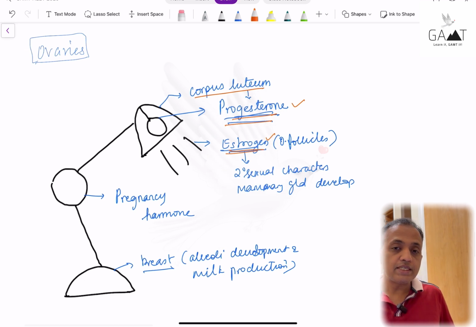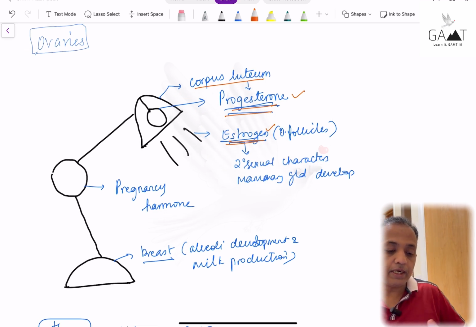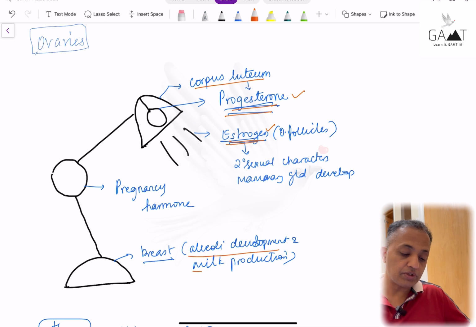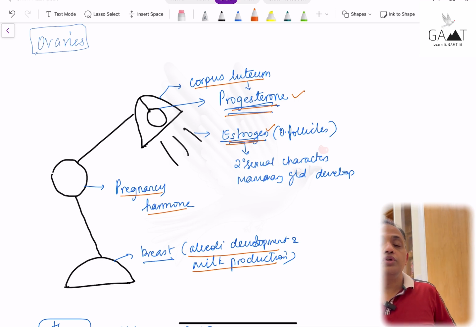The estrogens, similar to androgens and testosterone, help in secondary sexual characteristic development in females and also mammary gland development. Progesterone is also called the pregnancy hormone. This is P. It also helps in breast alveolar development and milk production. As you see, both the estrogen and the progesterone help in mammary gland development. Progesterone specifically leads to alveolar development and milk production, so it contributes to the secretory part of the mammary glands. Progesterone is also called the pregnancy hormone, which means that it helps to maintain pregnancy.